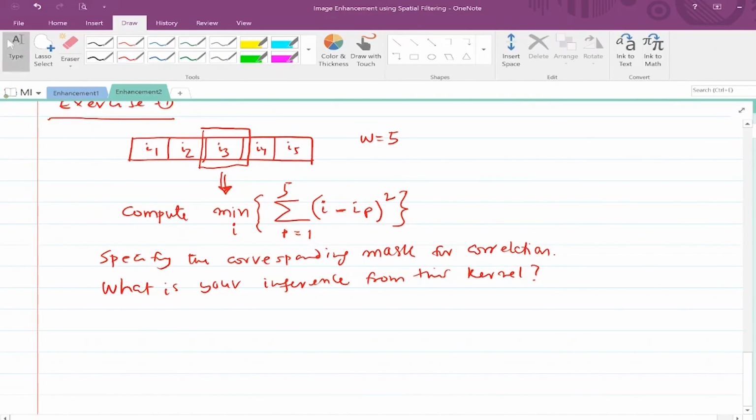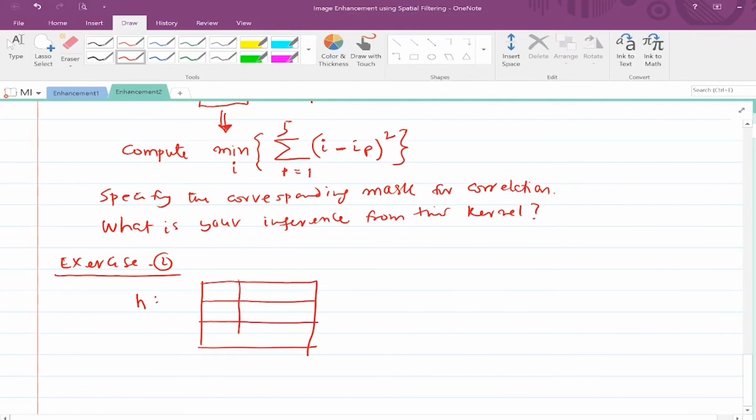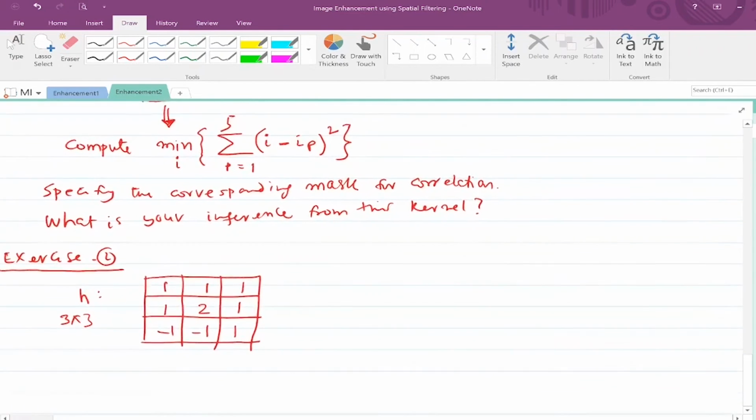That's the first exercise for you. Then I have one more exercise. The second exercise is intended to give you some practice with performing convolution and correlation. So let me give you a mask indicated again by H, which is a 3 by 3 mask, as you could see here. Let's assume that it has values of, first row is all ones, second row is 1 2 1, the last row is -1 1. H is given to you.